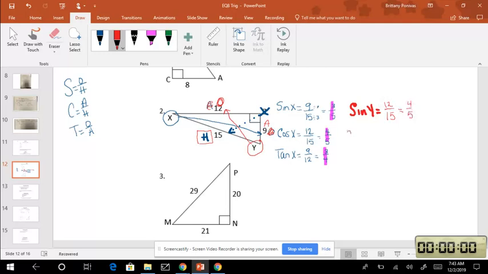Cosine of angle Y. For cosine of angle Y, it's the adjacent side. Adjacent to Y is now 9. Hypotenuse is still 15. Leaves you with 3 over 5. Tangent of angle Y is opposite over adjacent. So from angle Y, your opposite is 12. Your adjacent is 9. Reduces to 3 over 4. I'm sorry, not 3 over 4, 4 over 3.